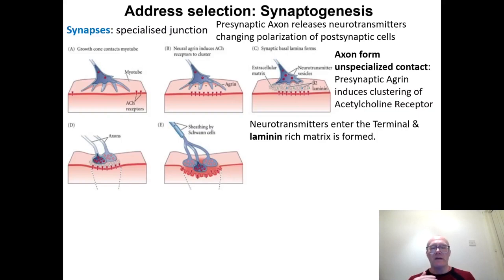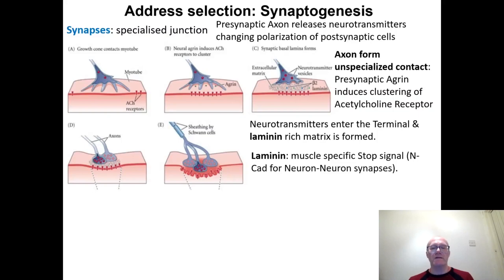Now, after that, there is an accumulation of neurotransmitter in between the axon terminals and the cells of the muscles that induces the formation of a laminin-rich matrix. This laminin-rich matrix seems to be a specific stop signal dedicated to muscles. It's like the muscle is telling the axon to stop there, through this laminin signal.